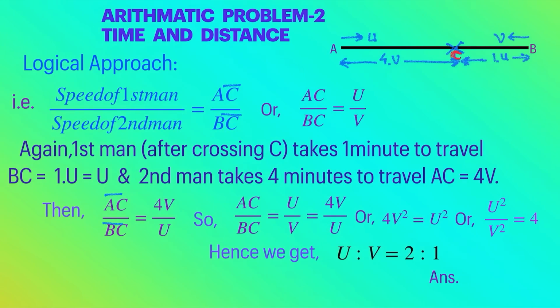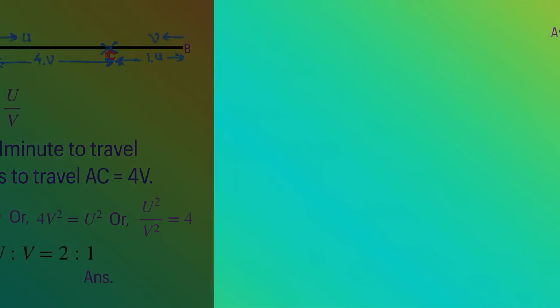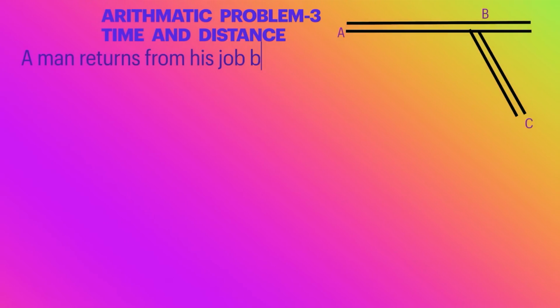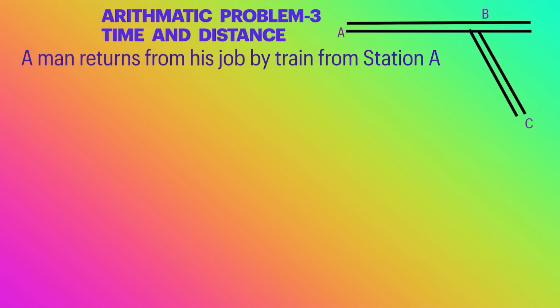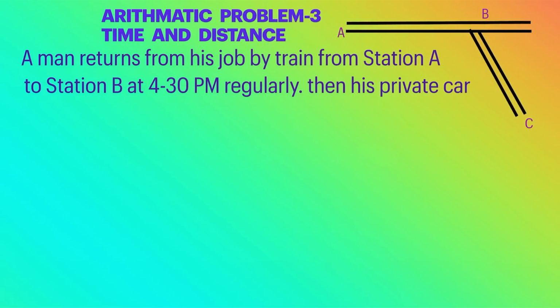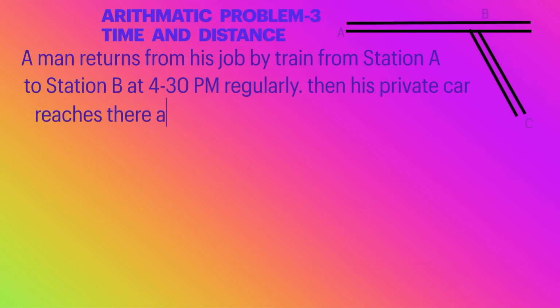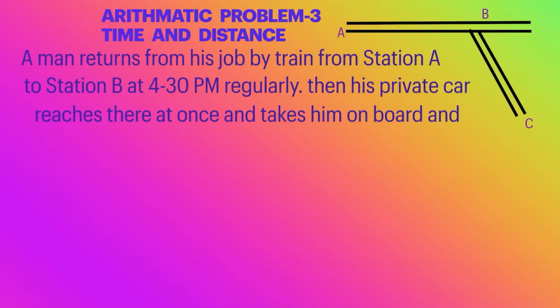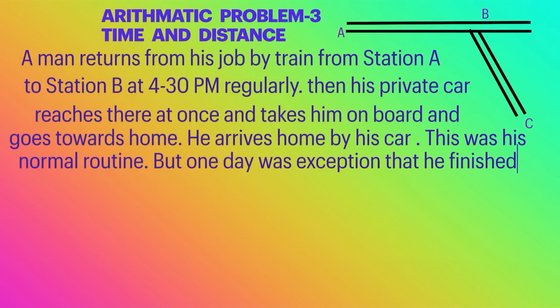Next, the third problem, and this is a very important problem and the last problem, problem 3 on time and distance. A man returns from his job by train from station A to station B at 4:30 p.m. regularly. Then his private car reaches there at once and takes him on board and goes towards home.